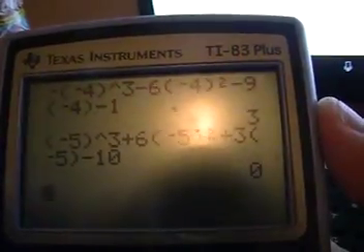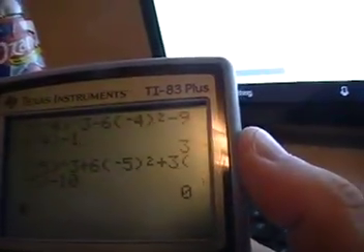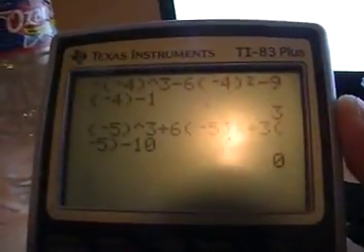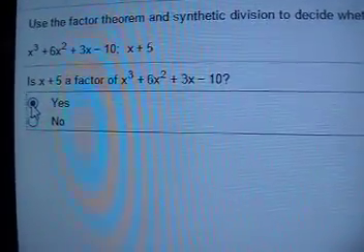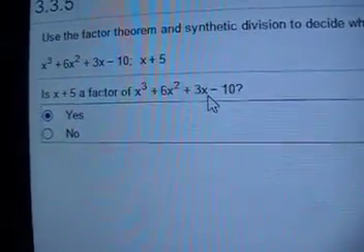Let me do that again. Negative 5 to the third, plus 6 times negative 5 squared, plus 3 times negative 5, minus 10. Okay, so there it is. Negative 5 raised to the third, plus 6 times negative 5 squared, plus 3 times negative 5, minus 10, and voila, 0. So if I were to do synthetic division, I would also get 0 for the remainder. So yes, this truly is a factor of this problem, and x equals negative 5 is truly a 0 of it.